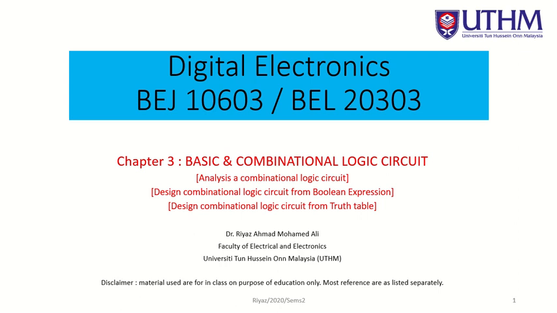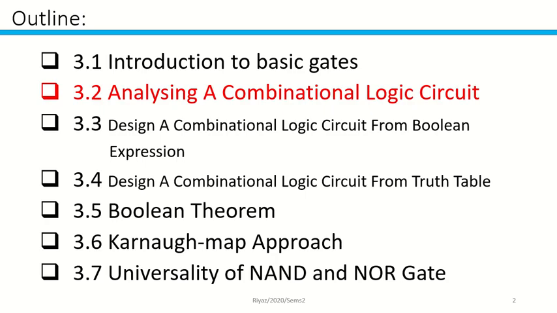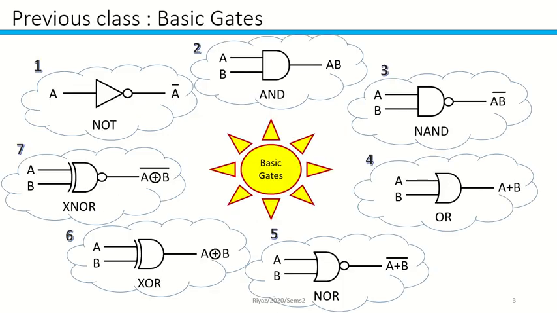Today I'm going to talk about chapter 3 under Basic and Combinational Logic Circuit. I'm going to focus on the analysis of combinational logic circuit, designing a combinational logic circuit from a Boolean expression, and also designing a combinational logic circuit from the truth table. So the outline: I'm going to focus on 3.2, analyzing a combinational logic circuit.